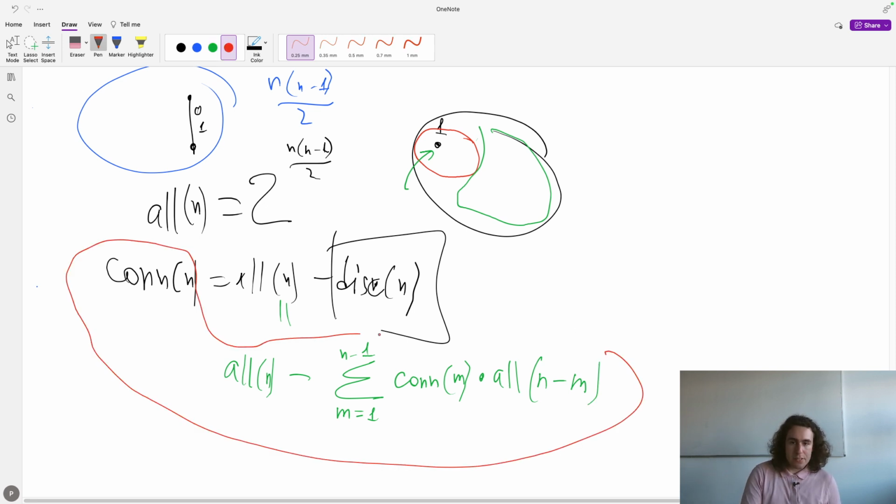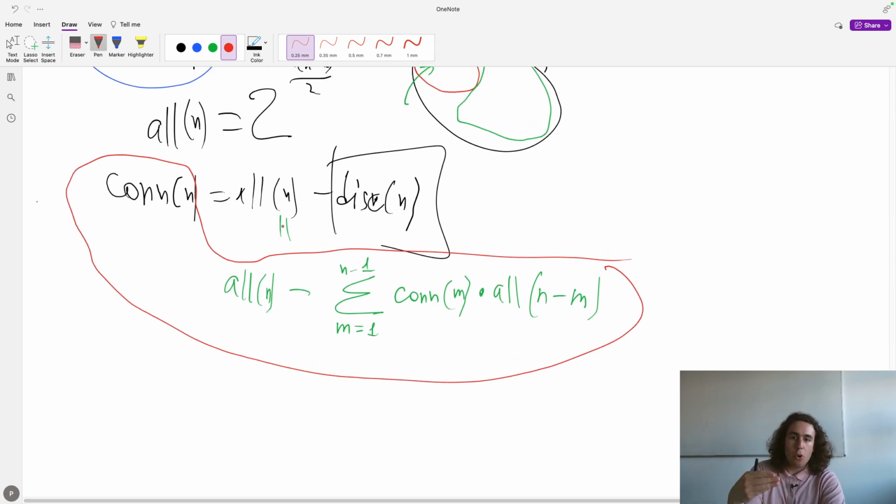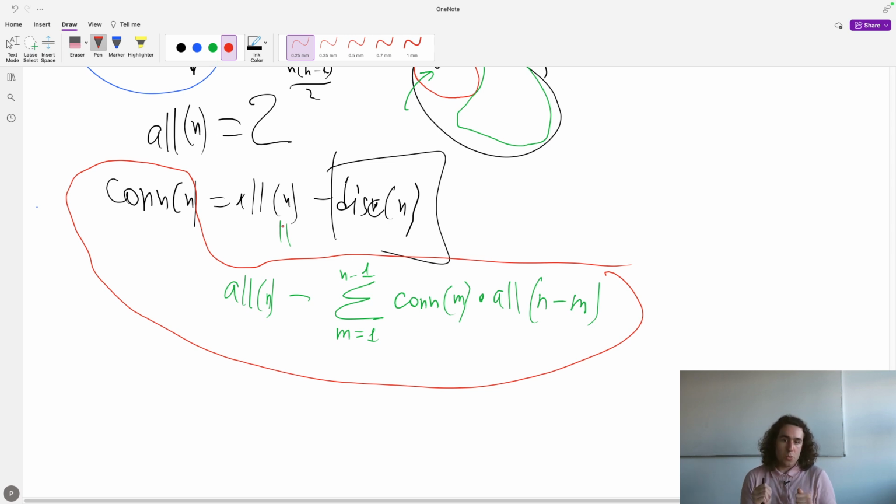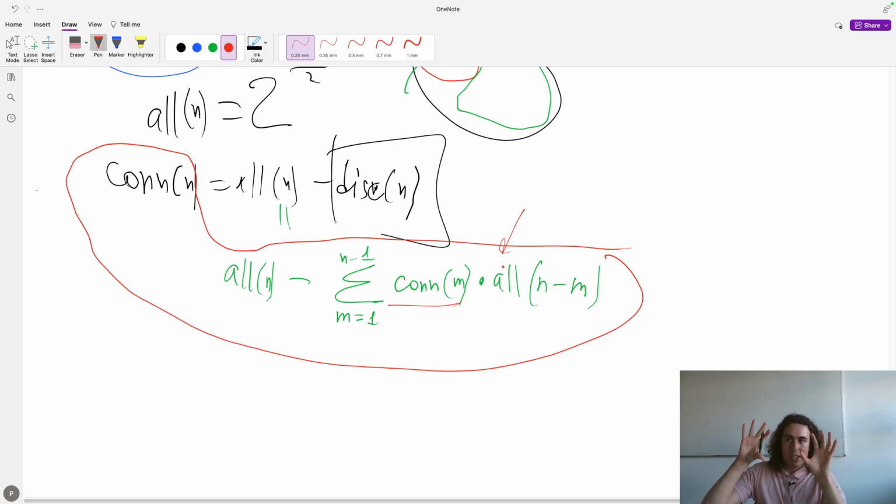The number of connected graphs on n vertices is the number of all graphs minus disconnected, which is the sum over the size of the connected component of vertex 1 of how many ways there are to create this connected component, times how many ways there are to create the rest of the graph. Note that the rest is O, not connected, so it does not necessarily have 2 connected components, it can have more. This is very similar to convolution, right? This is m, this is n minus m. The only problem is that it relies on itself. It depends on itself.